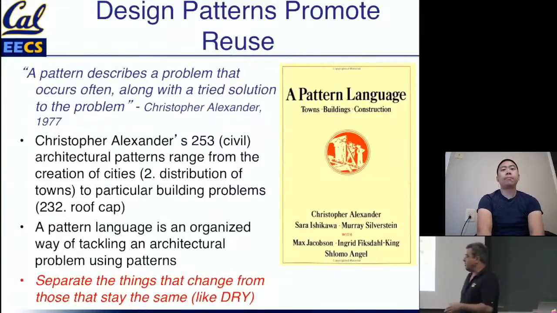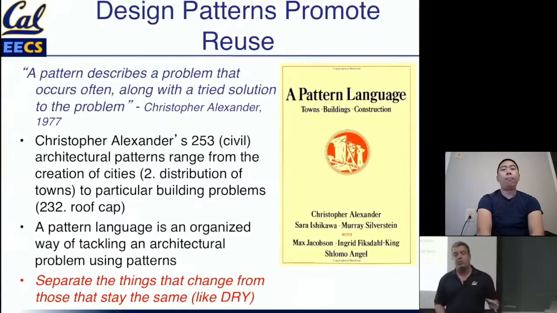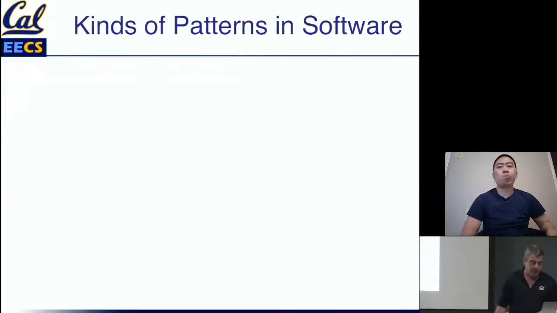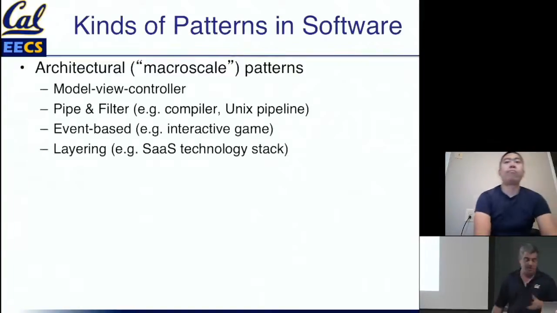And especially in software, the goal, which again comes from architecture, is how do you keep separate the things that might change from the things that probably will stay the same? Because if you isolate the things that might change, that is one way to mitigate the cost of change. So we've already seen some kinds of patterns in software.